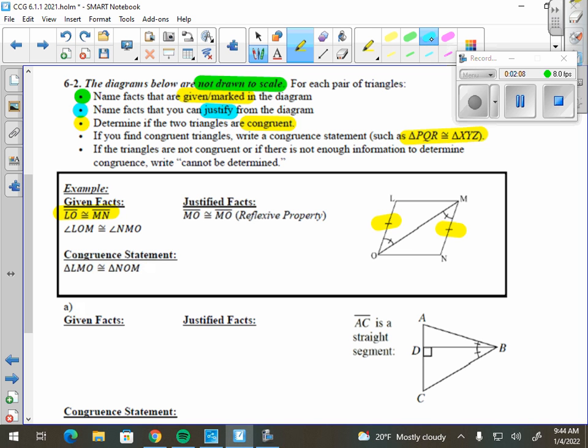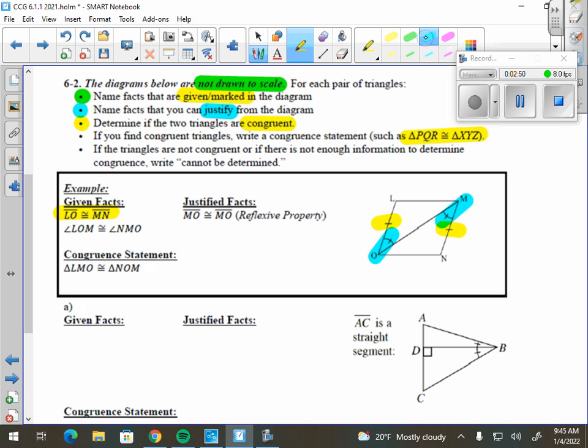The other thing I notice in the diagram is I've got angle markings that say those angles are equal. From now on, I want you guys to get used to using 3 letters when you talk about angles and name angles. So remember, using 3 letters means that I'm going to start with my endpoints. LOM would be that angle. NMO would be this angle. Okay, so LOM is congruent to NMO. And that goes under given facts because it's marked on the diagram.